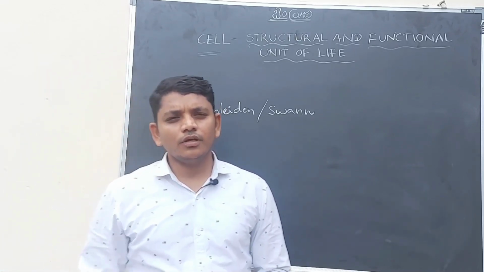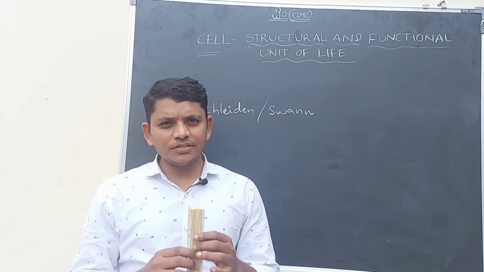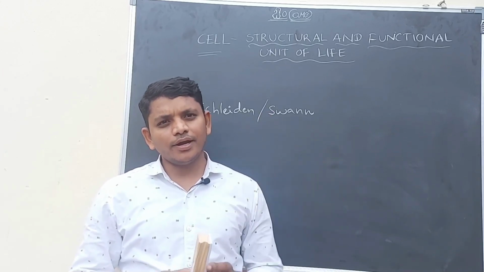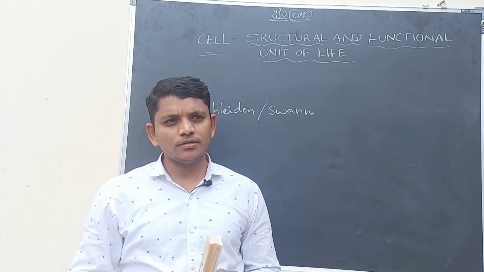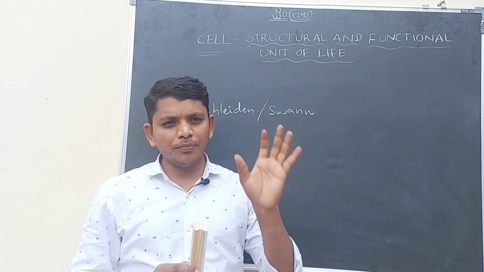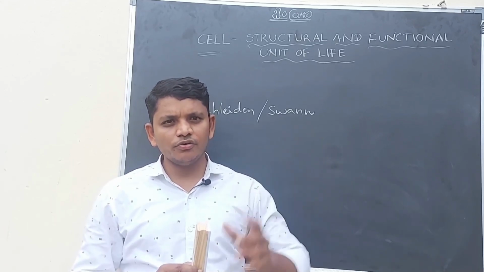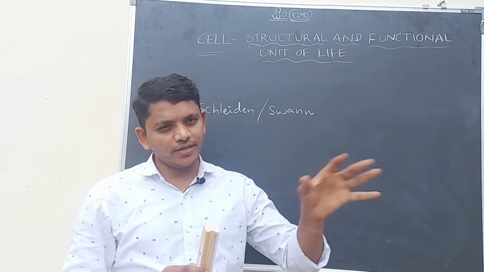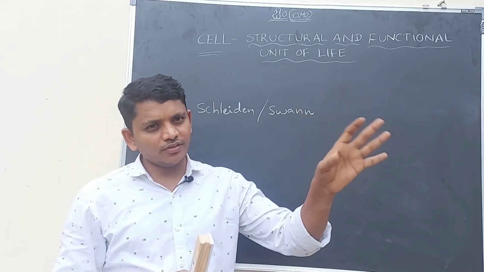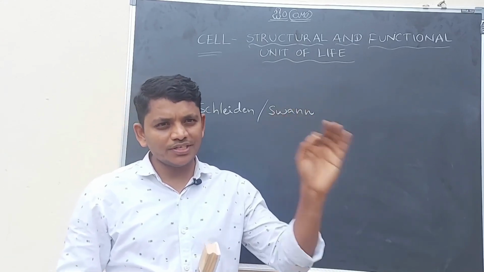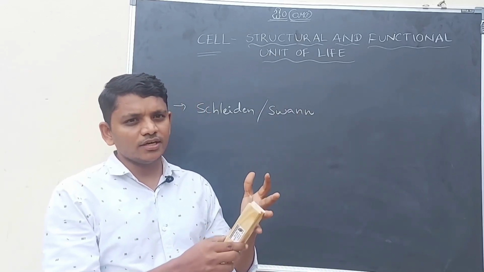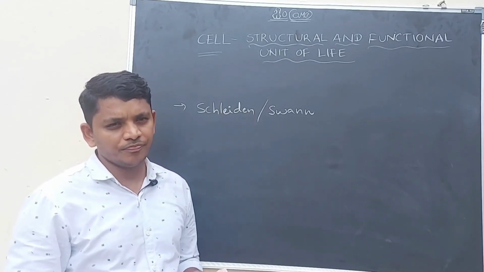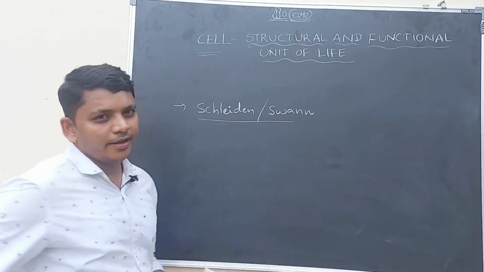In their theory, they said that the cell is the basic structural and functional unit of life, and all animals and all plants are made up of cells only, which means all organisms are made up of cells. The entire structure of the organism is due to the presence of cells, so the structure and the function of organisms are only because of cells. This is the main point of the cell theory, proposed by Schleiden and Schwann.